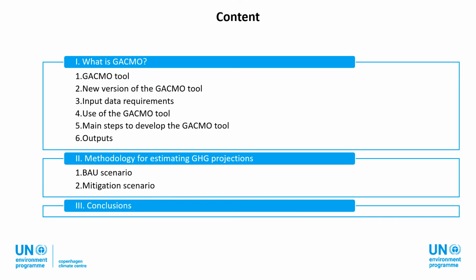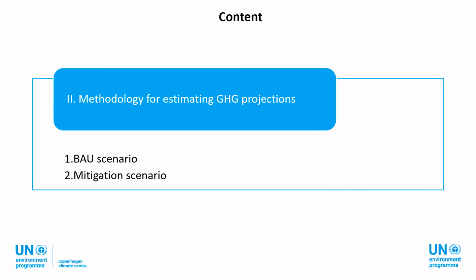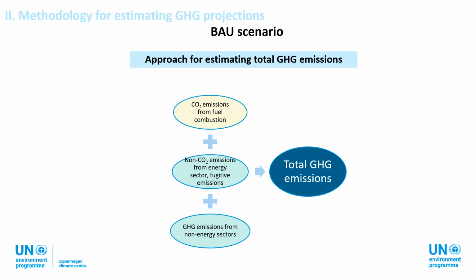Now, let's move to the second part of this presentation, which is the methodology for estimating greenhouse gas emissions projections using the GACMO tool. The basic approach for GACMO to estimate total GHG emissions is to take the sum of the following: CO2 emissions from fuel combustion, non-CO2 emissions from the energy sector, and GHG emissions from non-energy sectors. This is the approach used in the GACMO tool for the start year and for the projected years.